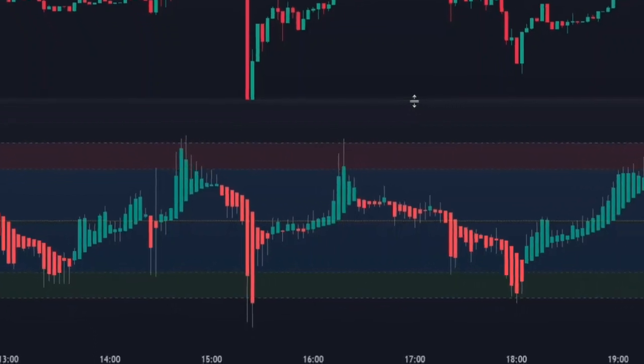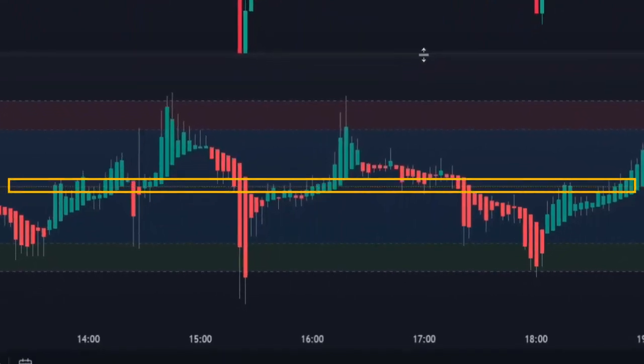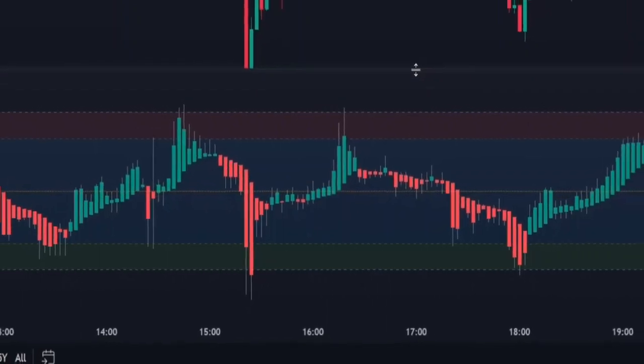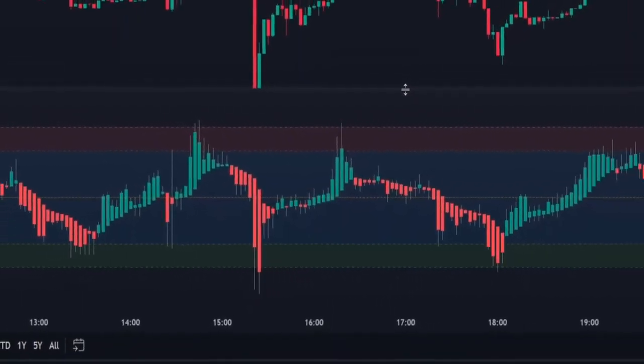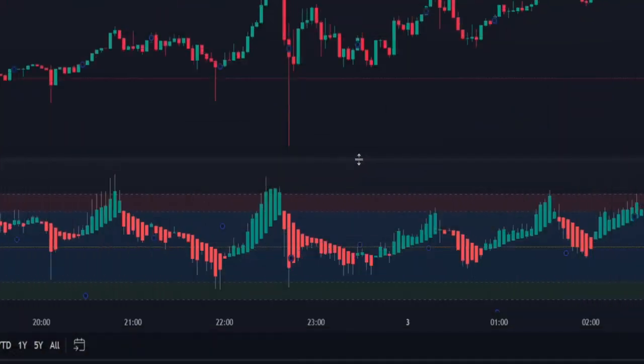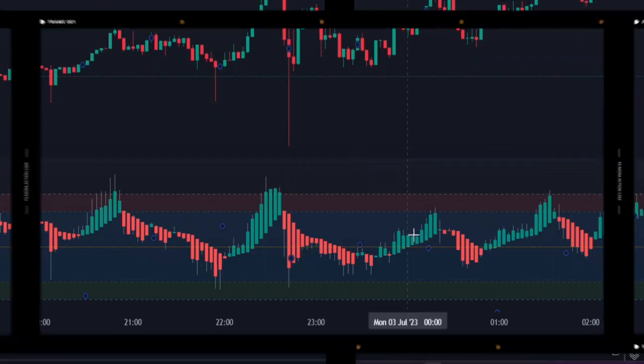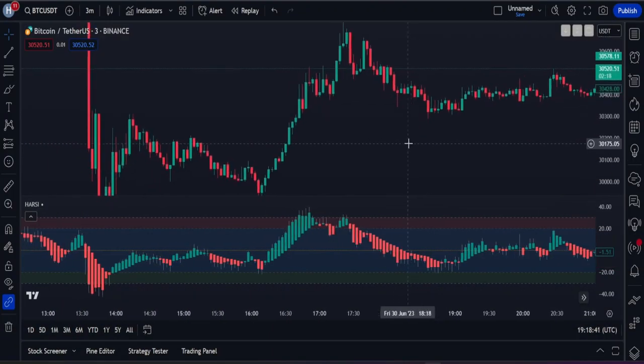Now, the final component is the center line. The center line is set at a value of 0. This line represents the equilibrium or middle point between bullish and bearish momentum. So when the oscillator crosses above the center line, it indicates that bullish momentum is gaining strength and may suggest a potential uptrend. And whenever the oscillator crosses below the center line, it suggests that bearish momentum is increasing, indicating a potential downtrend. Now, let's see how the indicator can be read.